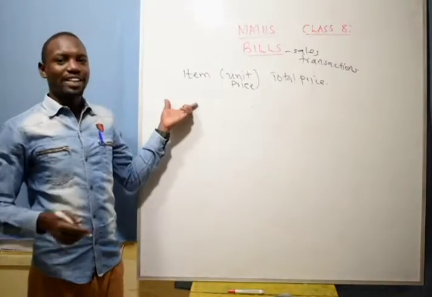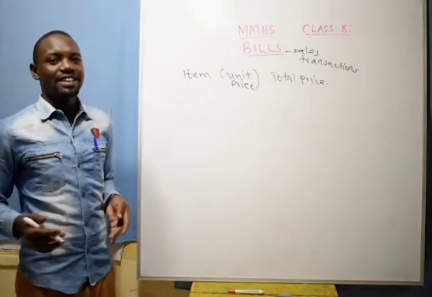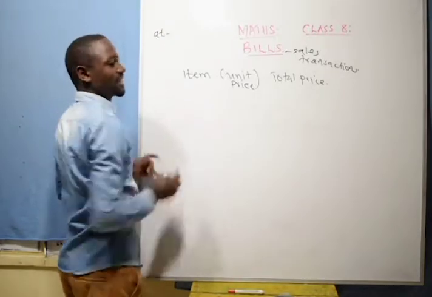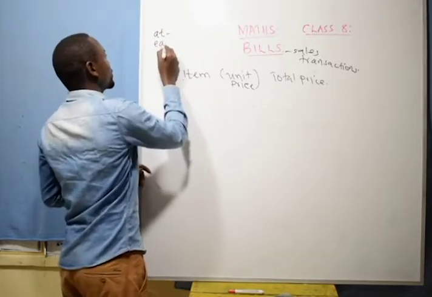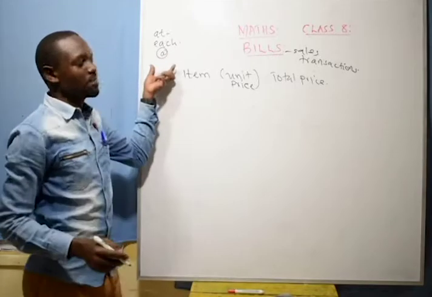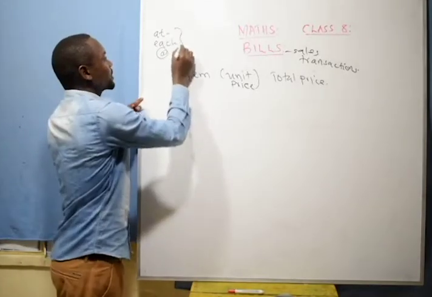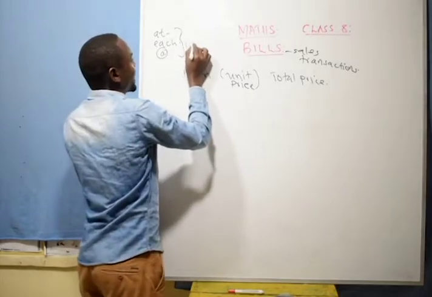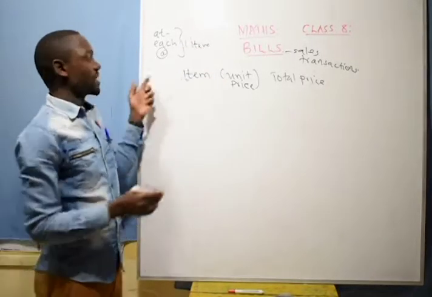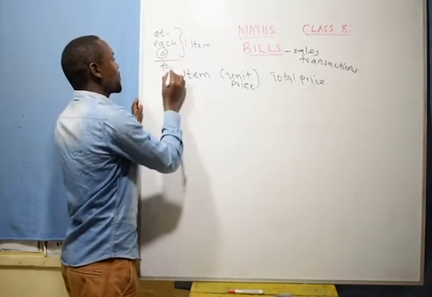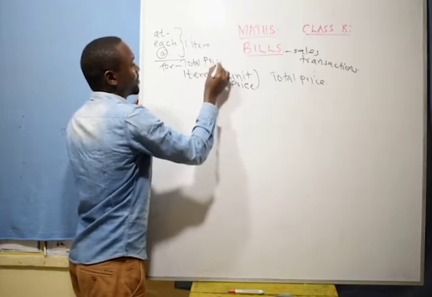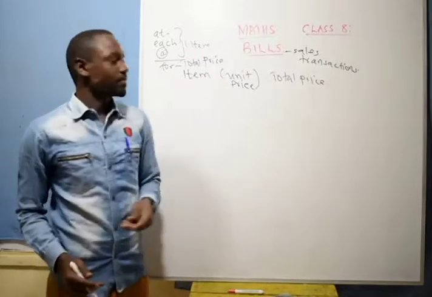When working out bills, there are some terms that you'll come across. For example, the term at, the term each, and this symbol. All these mean the price of one item. Then you meet the term for. For means the total price.